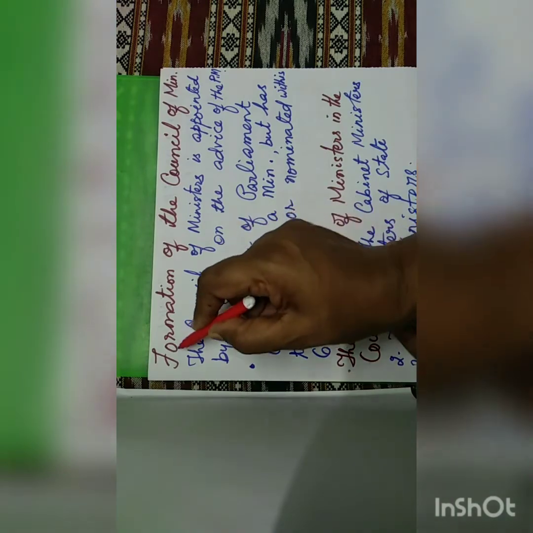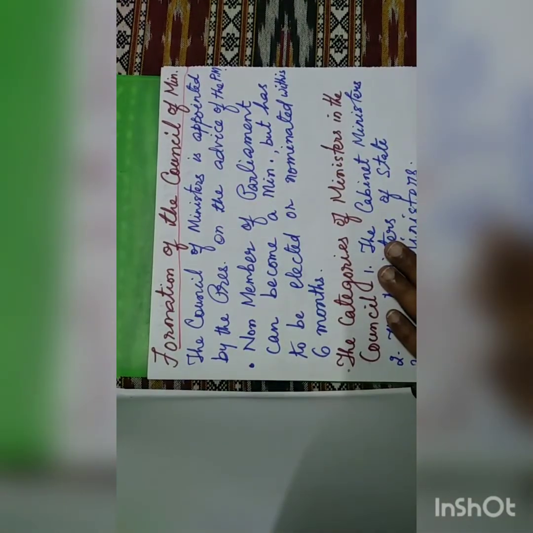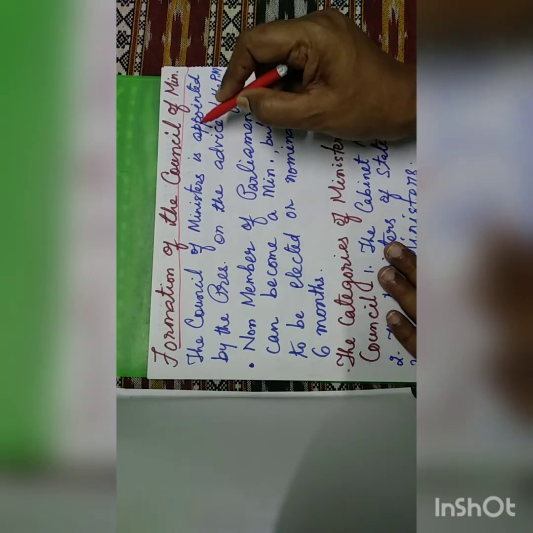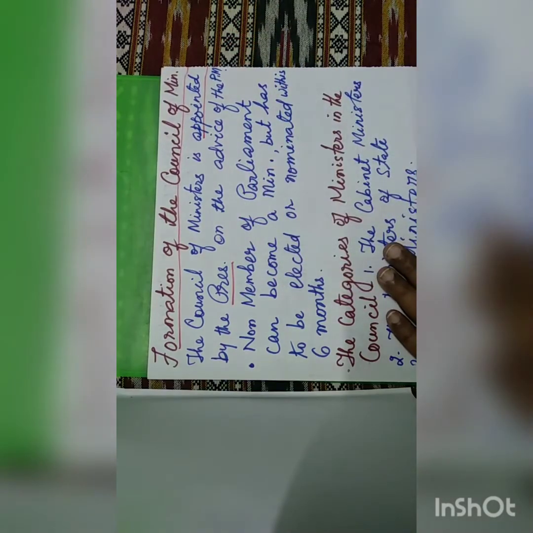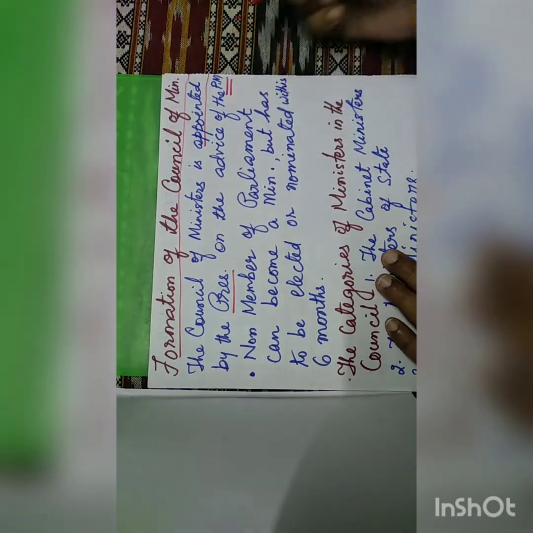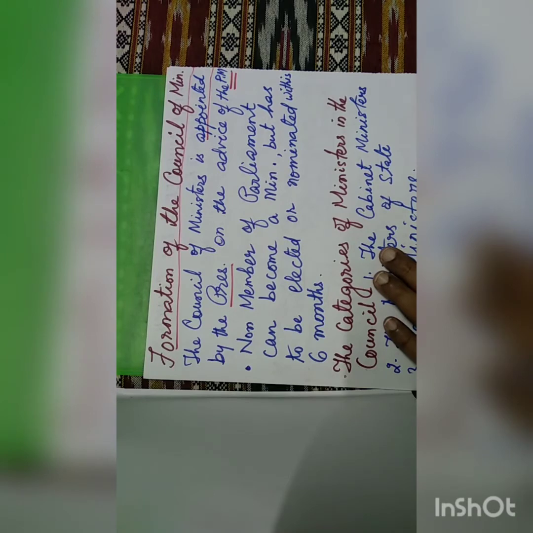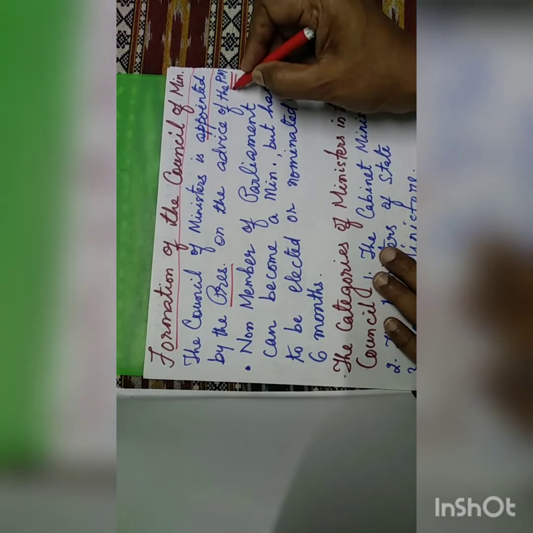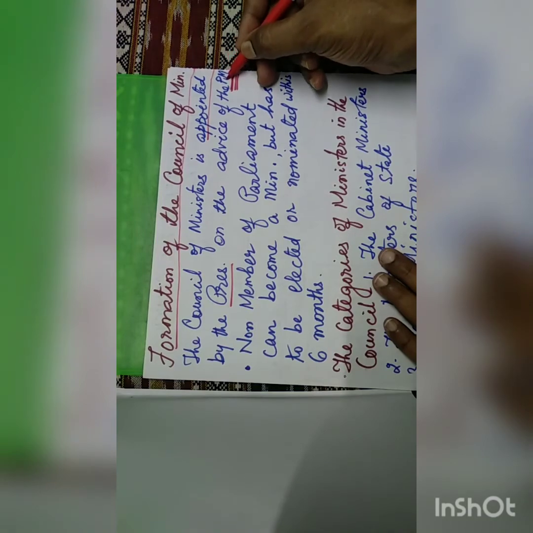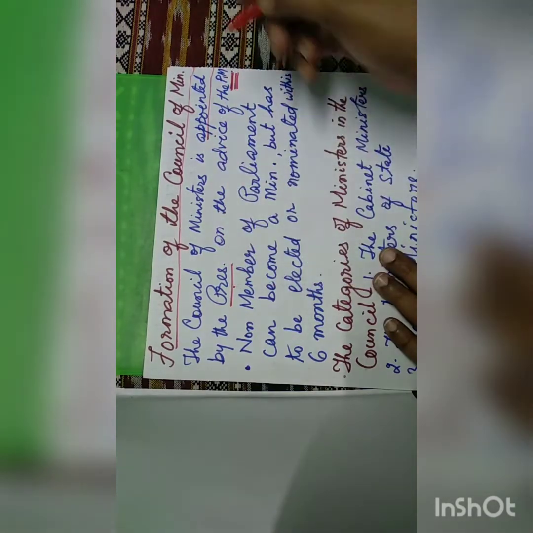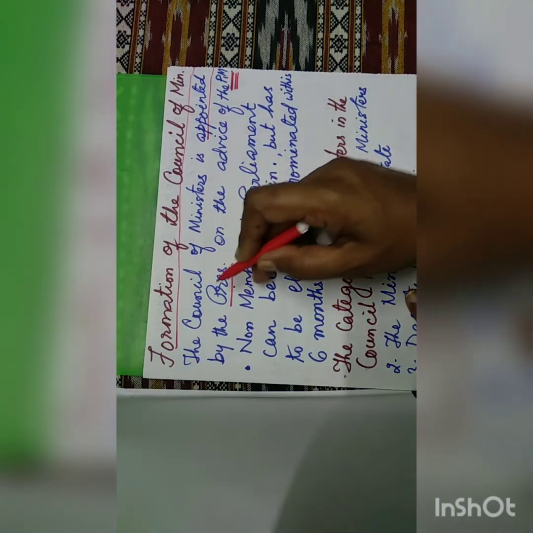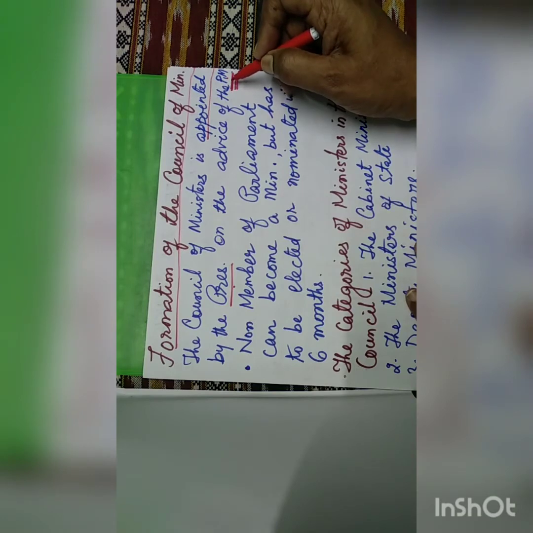Then we shall learn about the formation of the Council of Ministers. The Council of Ministers is appointed by the President of India on the advice of the Prime Minister. After the Prime Minister is appointed, he has his party members. His party members' list of names is presented to the President to appoint the Council of Ministers. So it is on the advice of the Prime Minister that the President appoints the Council of Ministers. You may have a question, who appoints the Council of Ministers? It is the President. On whose advice? It's the Prime Minister.